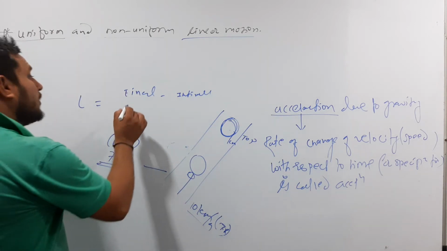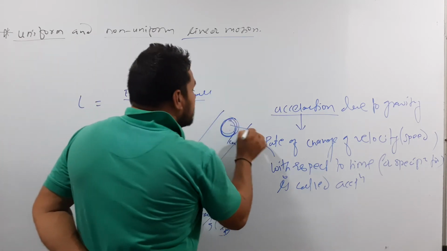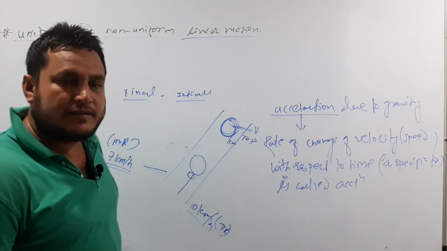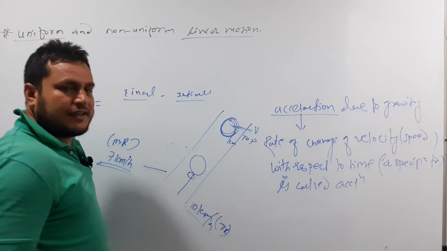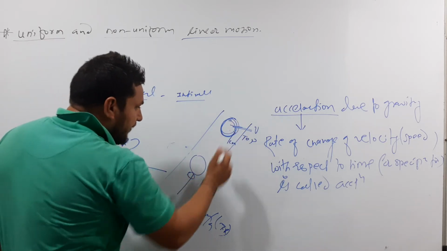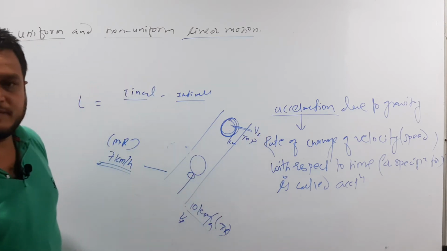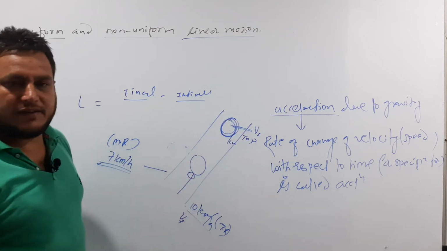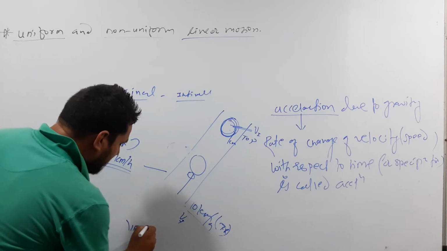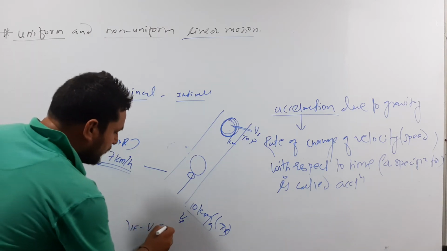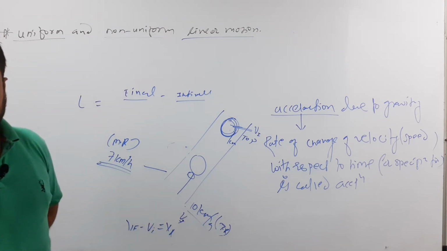The next is, we are talking about final and initial. Before releasing, this ball has some velocity, that is initial. At the time of releasing from the track, the ball has some velocity. This is Vi and this is Vf. If I want to calculate the velocity change of that ball, it is Vf minus Vi, which is equal to the linear velocity. Clear?